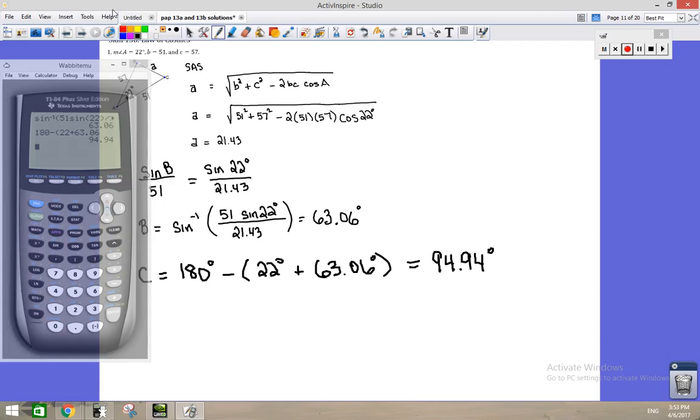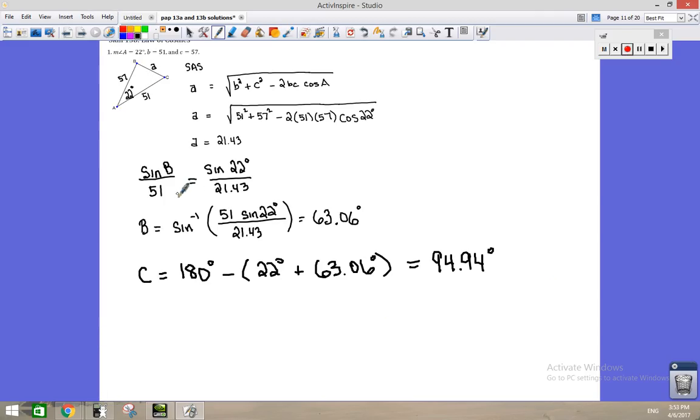All right, now I need to find the length of A, because it gives me the length of B and it gives me the length of C. But wait a minute, I already found A. Oh, hey, I'm done. Because they gave me two lengths, I found the third one. They gave me one angle, and I found the other two. Okay, so we're done with this.